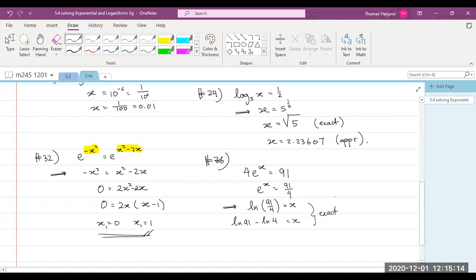Now, then you use your calculator to get the approximate solution. Our textbook wants you to do it in 3 decimal places. I want you to give me 5 decimal places. I get x equals 3.12457. That's the approximate solution.